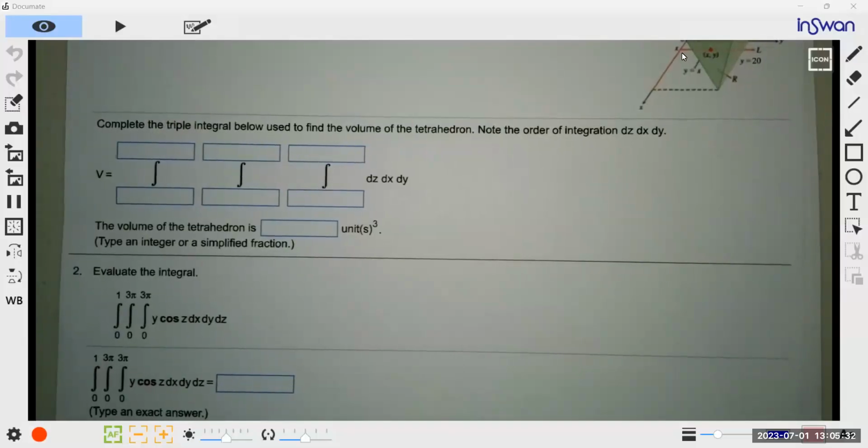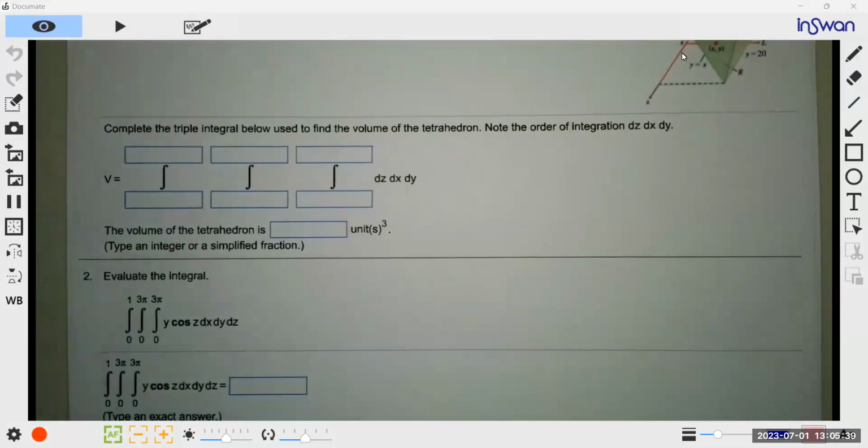Hello, everybody. Okay, let's go ahead and finish up chapter 15. Here are the solution sets for the homework assignment.